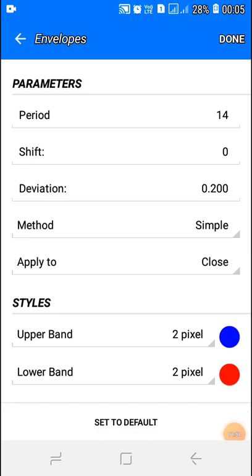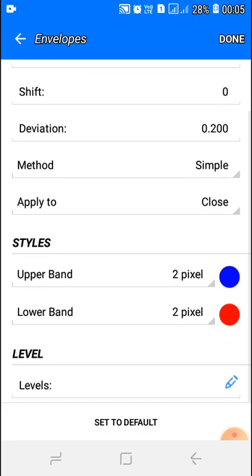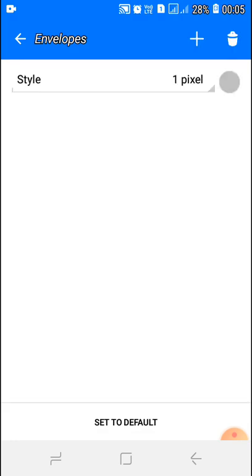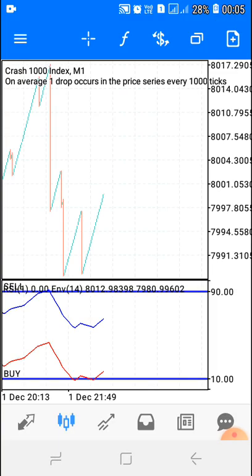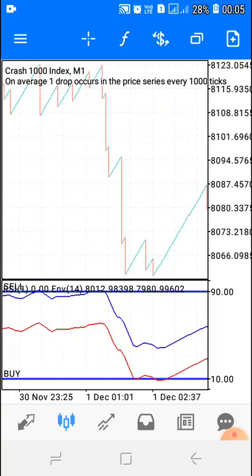Now the parameters should be like this. The period should be 14, shift 0, deviation 0.200, method simple, apply to close, and the style should be upper band 2 pixel blue, lower band 2 pixel red, okay, 2 pixel red. And when it comes to levels, there should be no levels, okay, because you do not need levels when you add your envelopes, right? So this is how it's gonna look like, okay?